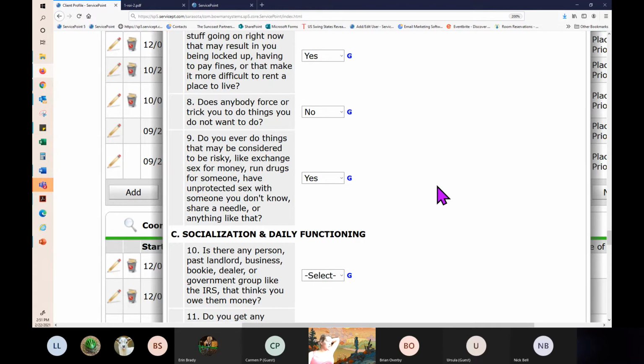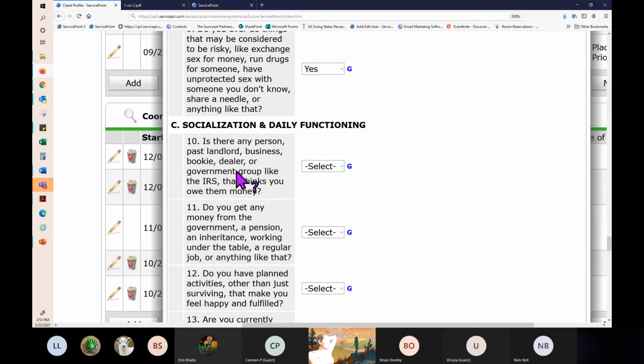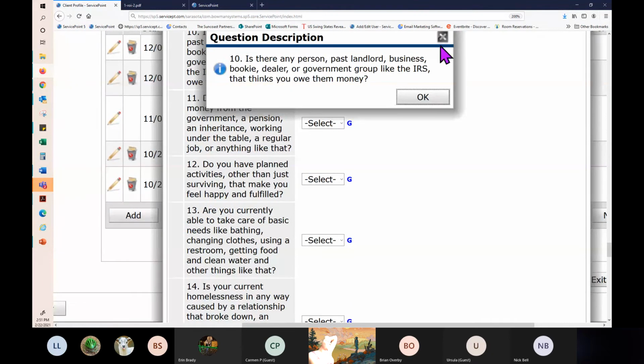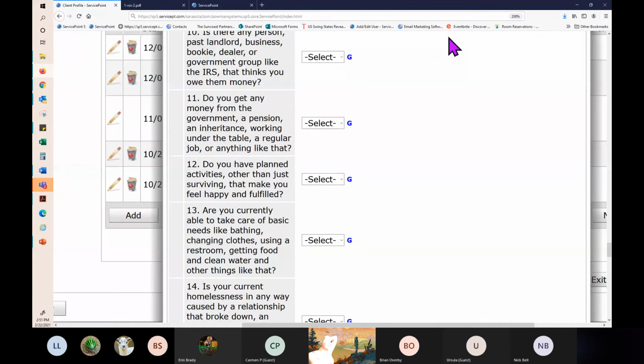Is there any person, past landlord, business, bookie, dealer, or government group like the IRS that thinks you owe them money? That response is yes. Brandon was evicted. His landlord still wants that money, and he's filed suit against him. Whatever the case may be.